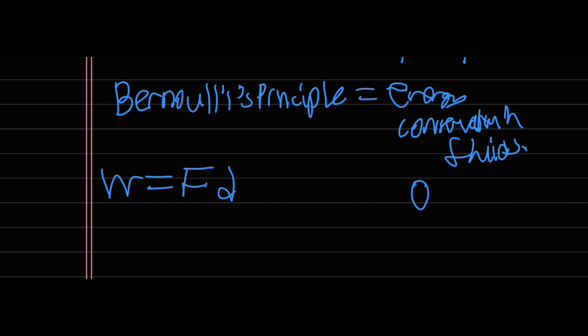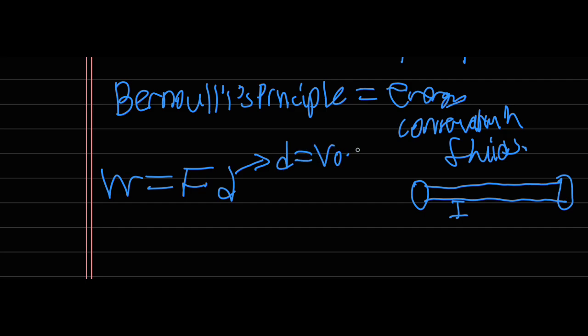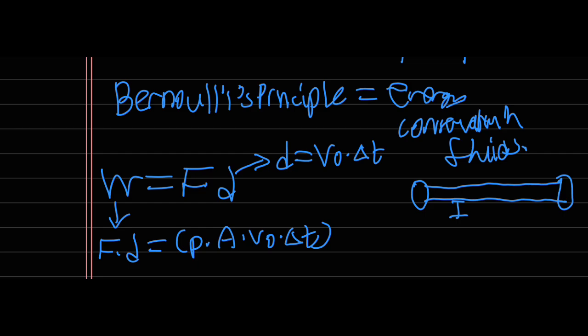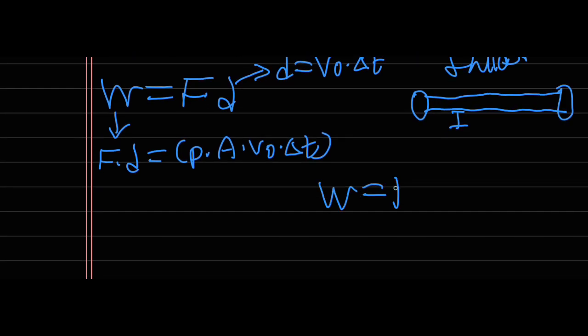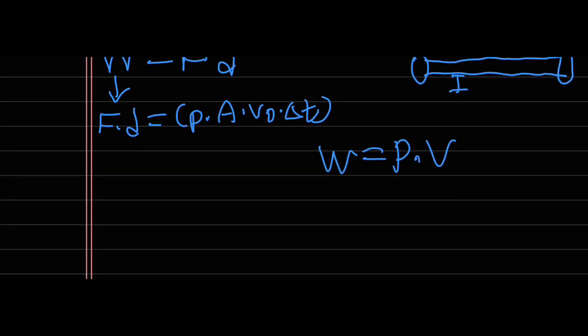So here you have this pipe. Now this pipe has sort of a height difference. That means that when we want to solve these problems, we have to consider energy conservation. We have already stated that d is equal to velocity times delta T in the previous videos. So work is force times distance, which is equal to pressure times area times velocity times delta T. That means that work is basically pressure times volume.